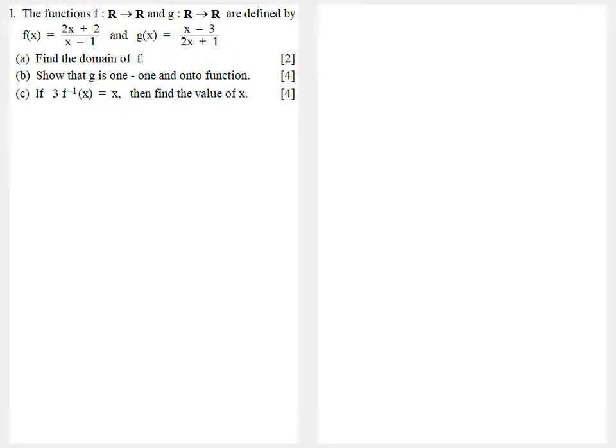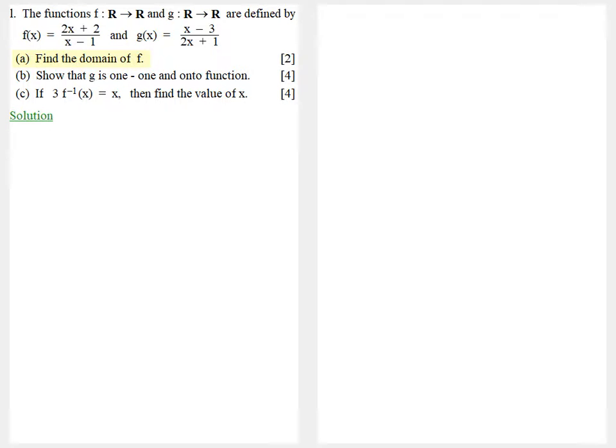Dhaka, Higher Maths 2017, question number 1. In question 1, the functions f and g go from the reals to the reals and are defined by f of x equals 2x plus 2 over x minus 1 and g of x equals x minus 3 over 2x plus 1. In part A, we have to find the domain of f.